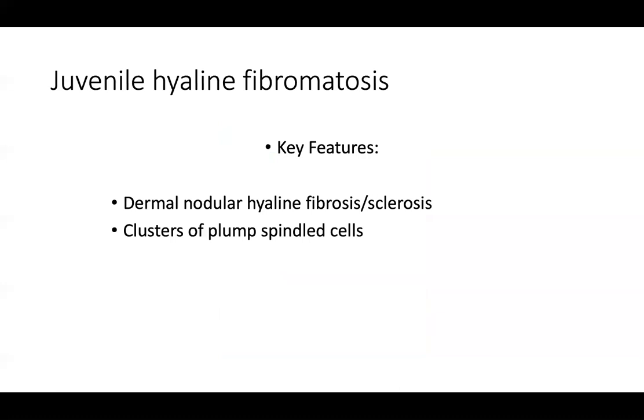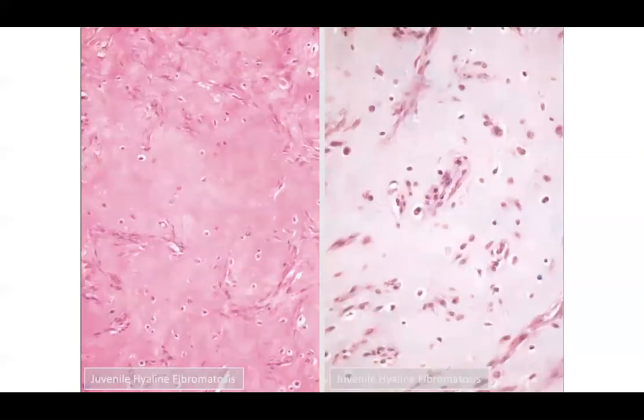So in contrast to ISH, if we're looking at JHF, the key features are dermal nodular hyaline fibroma, or fibrosis and sclerosis. And you can see clusters of plump spindle cells. So you see the hyalinosis here. It almost looks chondroid in the picture on the right, and you see just the areas of linear cellularity that are interspersed in between the hyaline stroma.